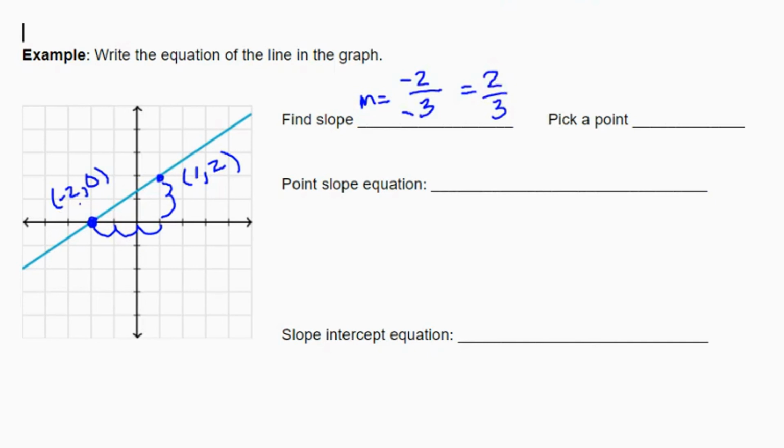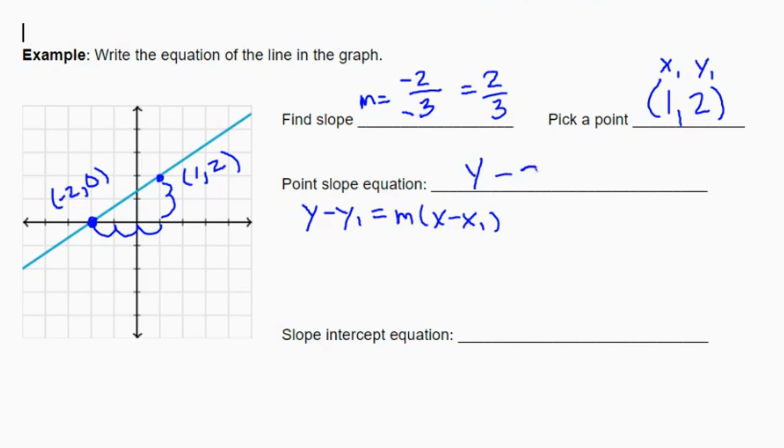Okay, now I need to pick a point. Well, it doesn't matter which point I pick, but you know what? A lot of times just the positives are easier. So I'm going to go with 1 and 2 for this. And that'll be my x1, y1. Okay, so let's do our point slope equation. Remember, point slope equation is y minus y1 equals m times x minus x1. Okay, let's plug it in. Y minus my y1 is just 2. My slope is -2/3, and x minus, well, my x1 is 1.